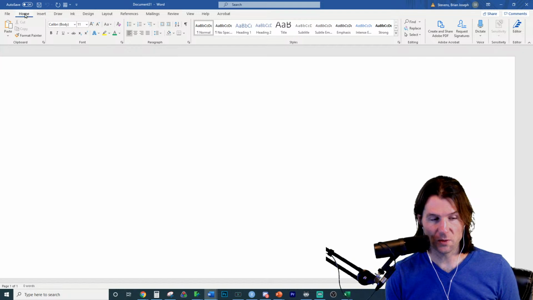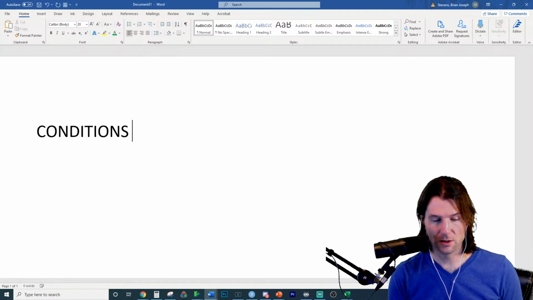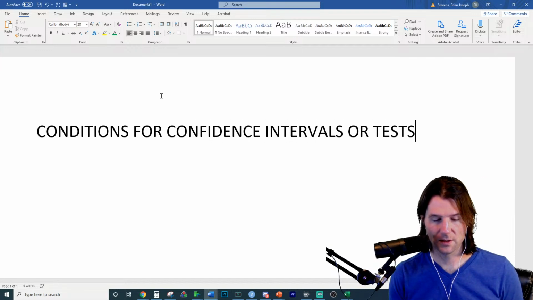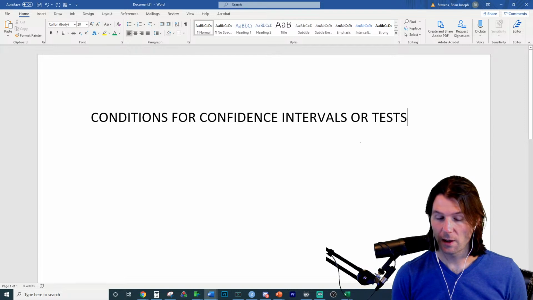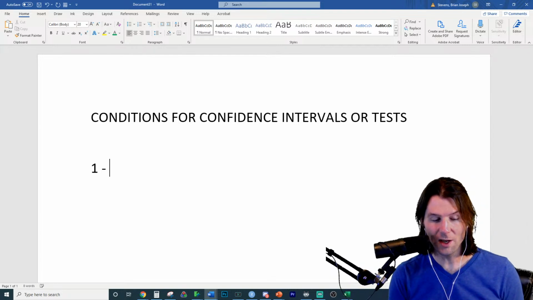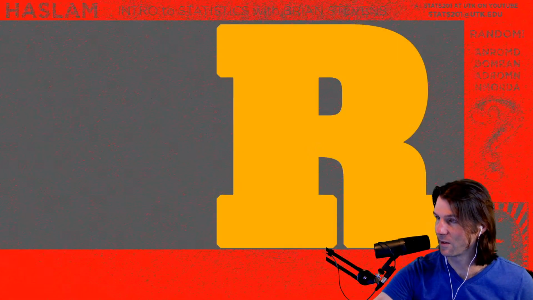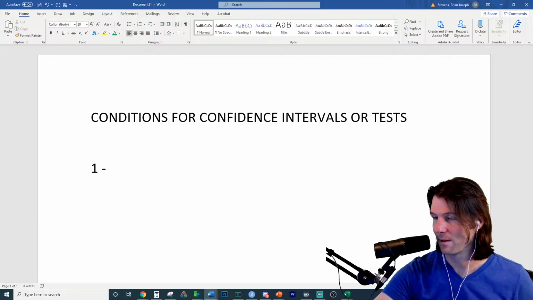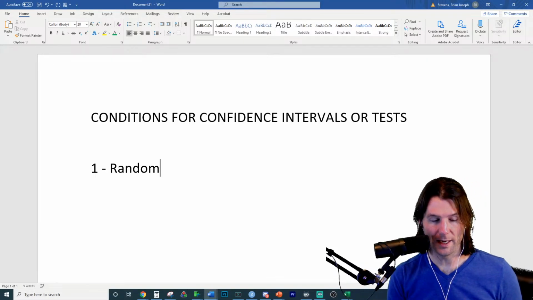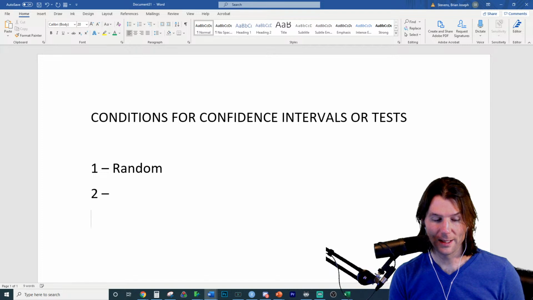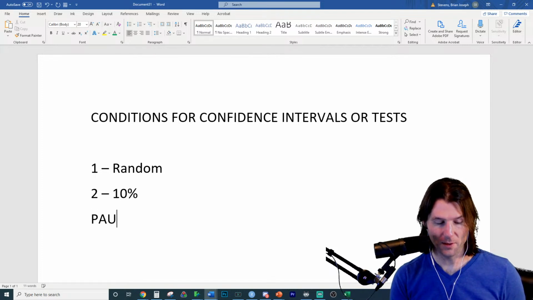When we do confidence intervals or tests, you'll hear me say the following. Conditions for confidence intervals or tests: I'll always say condition 1, and that'll be random. Condition 2, 10%. And condition 3, or we pause.